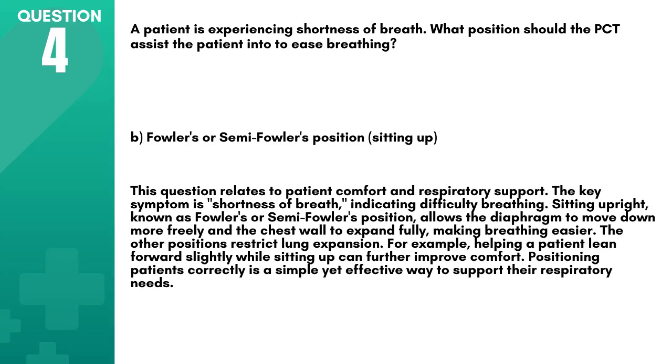Answer: B. Fowler's or semi-Fowler's position, sitting up. This question relates to patient comfort and respiratory support. The key symptom is shortness of breath, indicating difficulty breathing. Sitting upright, known as Fowler's or semi-Fowler's position, allows the diaphragm to move down more freely and the chest wall to expand fully, making breathing easier. The other positions restrict lung expansion. For example, helping a patient lean forward slightly while sitting up can further improve comfort. Positioning patients correctly is a simple yet effective way to support their respiratory needs.